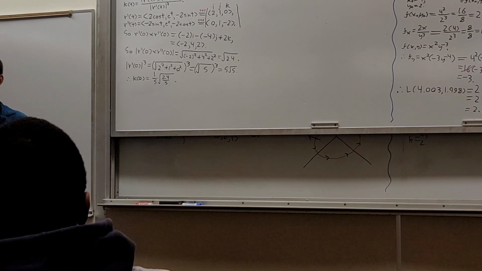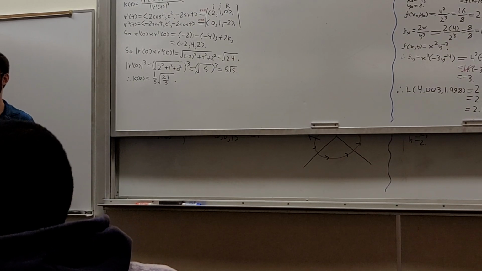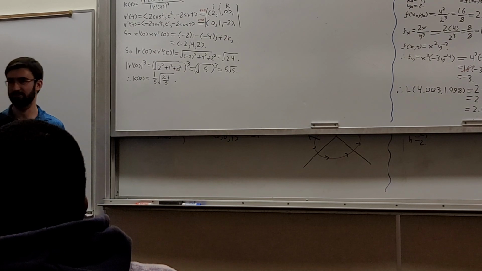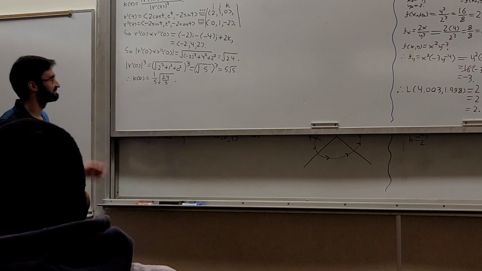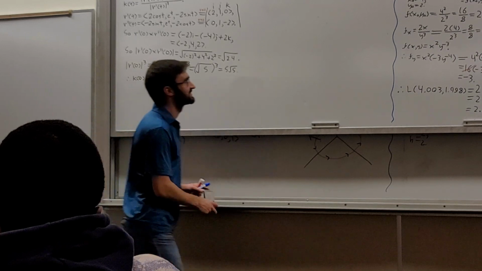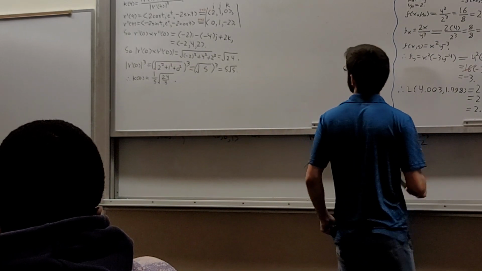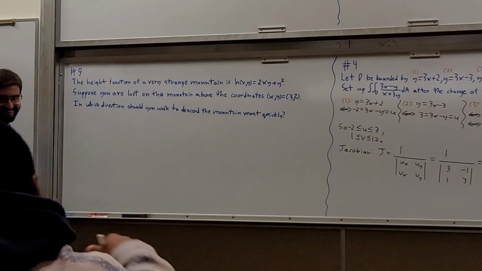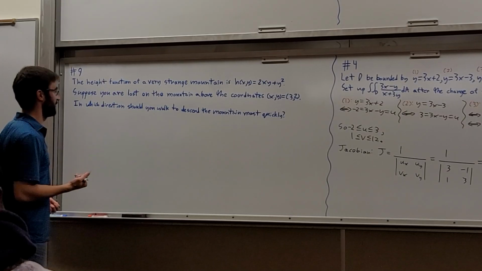Did anyone else get the same answer? I got root 24 over root 5. You got over root 5? No, I got root 5 cubed over root 5 cubed. I think I'm locked in.